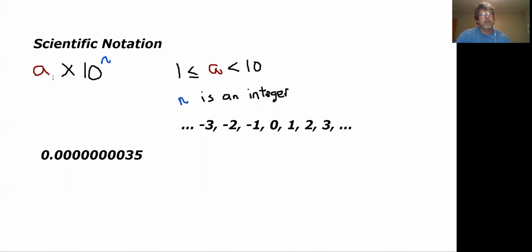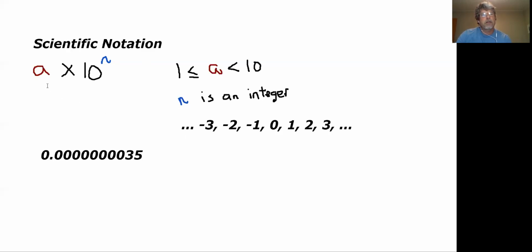Again, the first thing is your A has to be between 1 and 10. It can't equal 10, but it has to be under 10. The other thing is this N has to be an integer. And integers can be negative or positive whole numbers. So we have 0, 1, 2, 3, or I could have -1, -2, -3, and so forth. It's got to fit in that pattern. It's got to be a positive or a negative whole number.